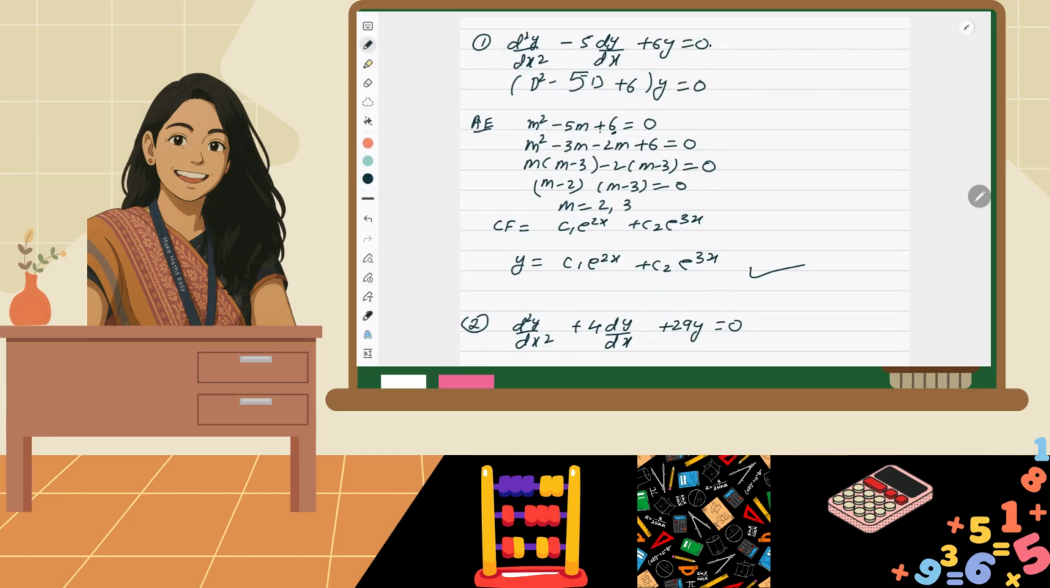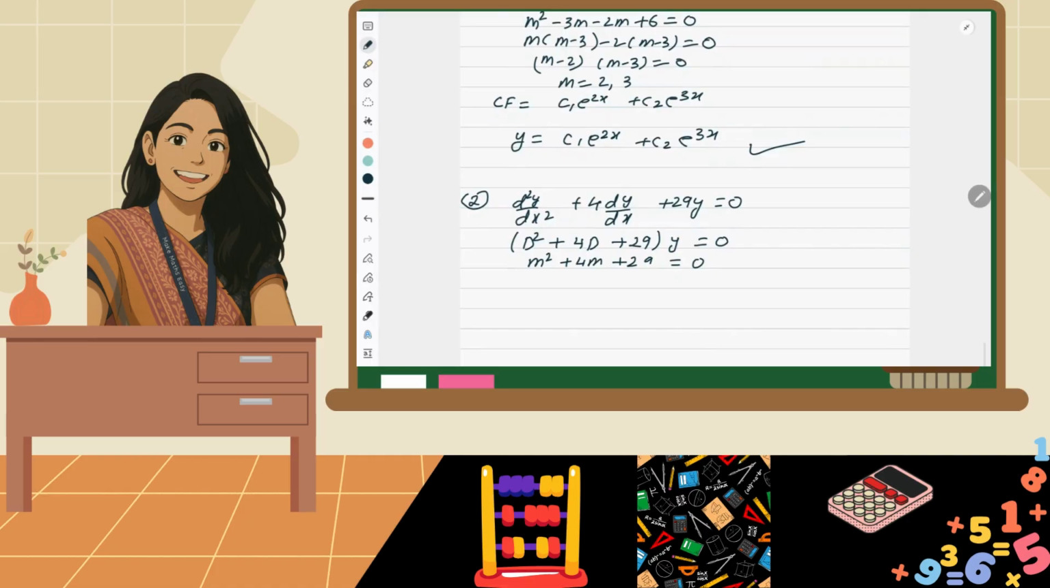Now let's see the next question. First I will write it in operator form. So D square plus 4D plus 29y is equal to 0. I will suggest you pause the video and do it yourself and then check. So m square plus 4m plus 29 is equal to 0. Right? So now what are the roots? Use your calculator. Go to mode, go to equation, select quadratic equation, put 1, 4 and 29. So you will get the roots m is equal to minus 2 plus minus 5i.